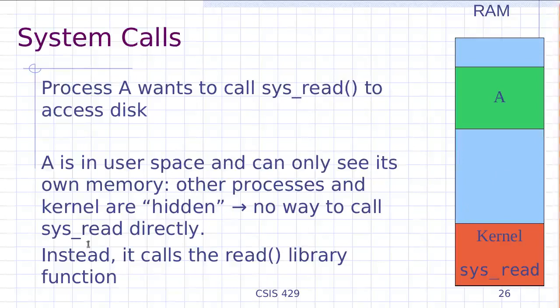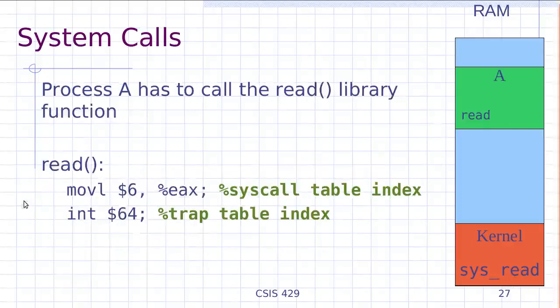There's no way to call this sysread function directly. Instead, what you do is you call the read library function. So you call read, which runs in user memory, user space, a more accurate way to say that. And then read takes care of calling sysread, system read. So it's a very important distinction. Process A can only call read, it cannot call things in the kernel. If you try to do anything in the kernel directly from here, your program crashes.